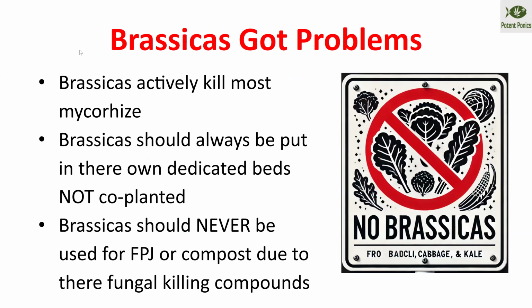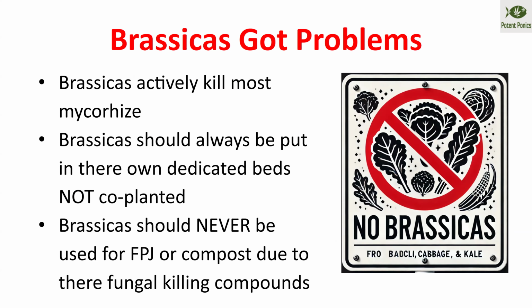Brassicas got problems. People should not be using brassicas for FPJs. You should not be using brassicas for Jadam. You should not be using brassicas anywhere but their own garden bed. Put brassicas in their own dedicated garden bed because brassicas will actively kill mycorrhizal fungi. It's not even that they don't have any associated with them. You actually can get brassicas to associate with some mycorrhizal fungi with the introduction of trichoderma, but they actively produce an allelopathy, which is a chemical that plants release to kill their neighbors so that they can get more sunlight via their root system.